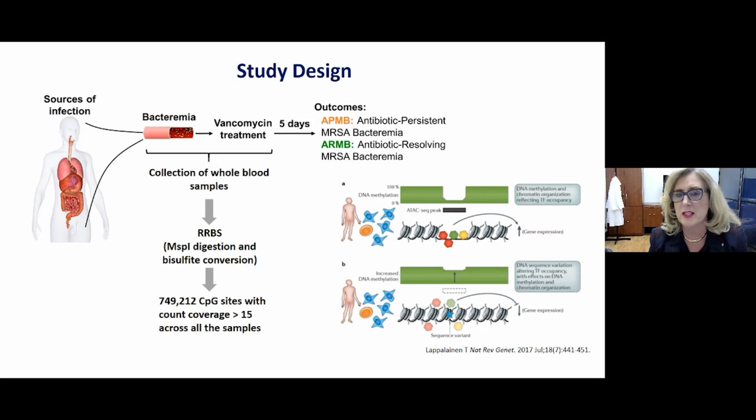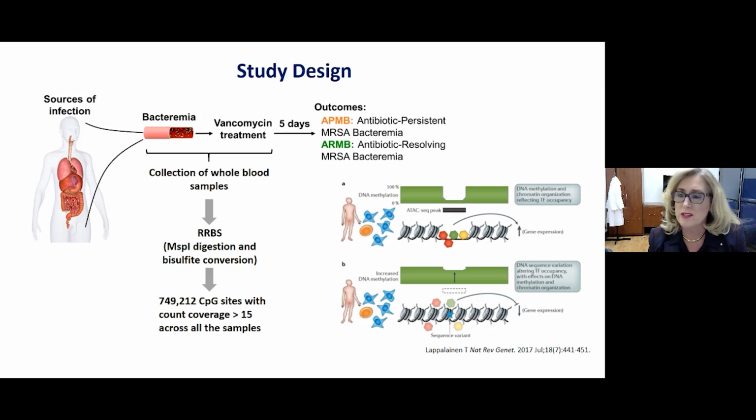So again, the study design was we had chosen patients with bacteremia, vancomycin treatment, and they had two different outcomes: persistent infection versus resolving infection. We had whole blood samples in which we did RRBS methylation studies. We identified nearly 800,000 CpG sites with an average count of 15 across all the samples.